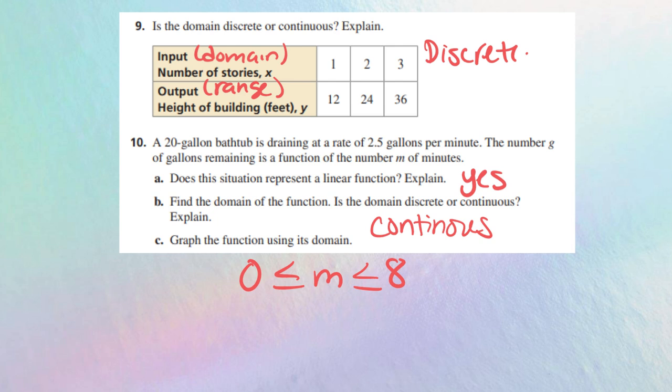How long is it going to take to drain completely? 8 minutes. So it starts at 0 minutes and has to be less than or equal to 8 minutes: M is less than or equal to 8. And do we understand what happened there? Yes, no. We have to start critically thinking sometimes.